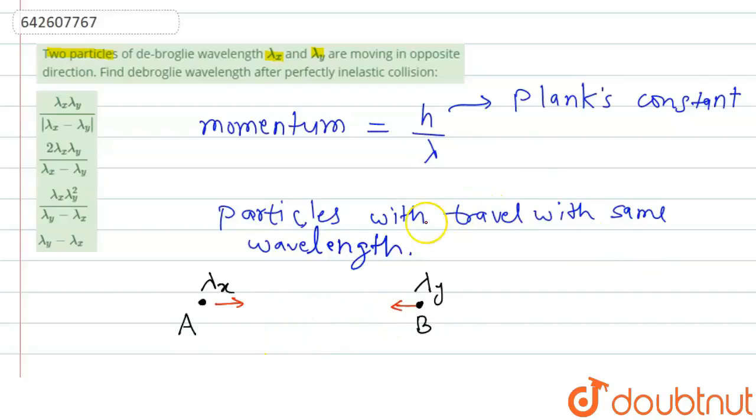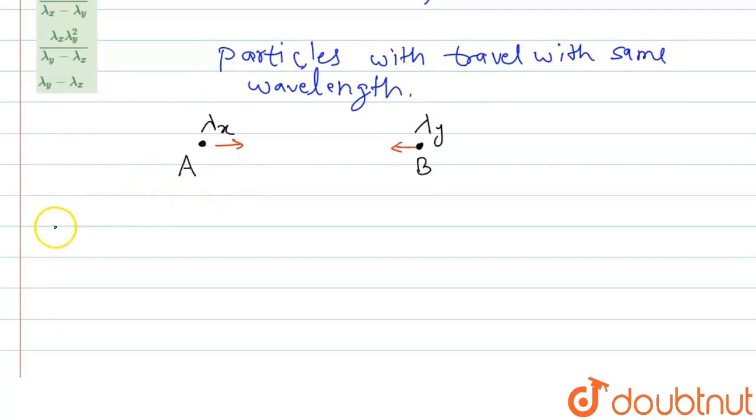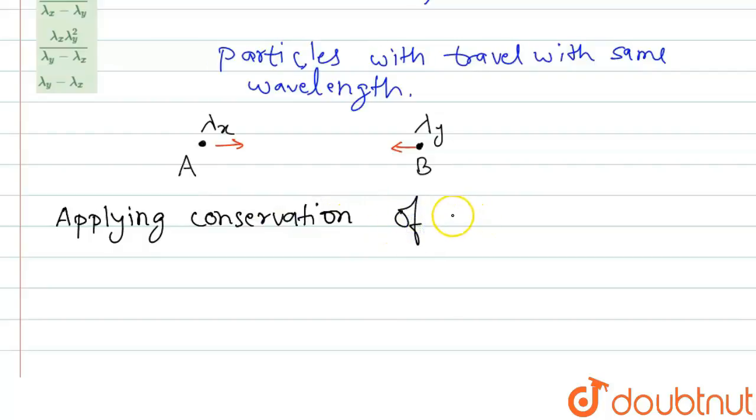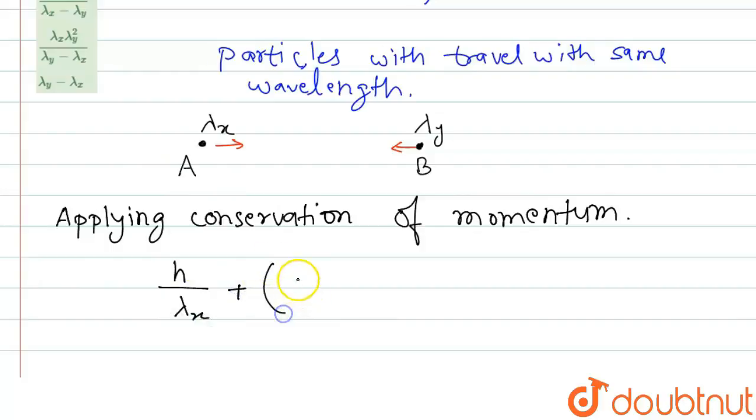So if we apply the conservation of momentum, we can write for particle A, h by lambda x plus, because both are moving in opposite direction, so if we are taking this one as plus, then we have to take this one as minus, so it will be minus h by lambda y.